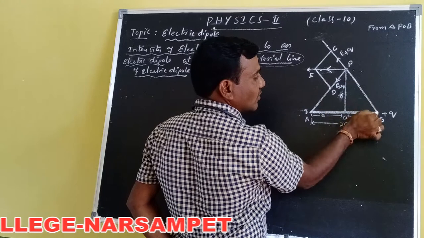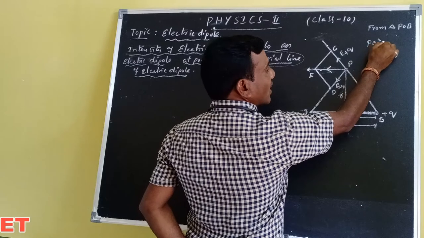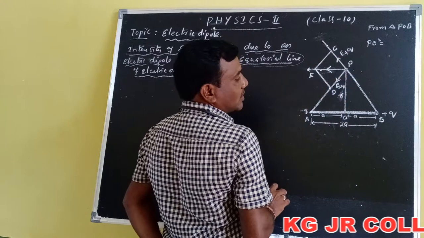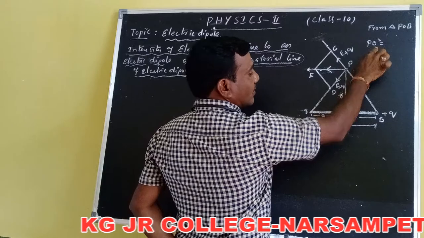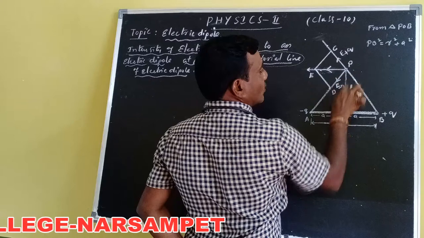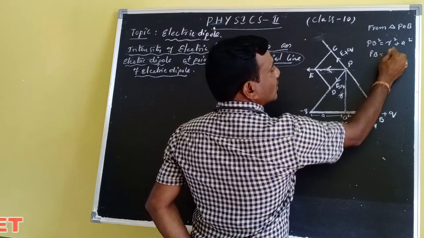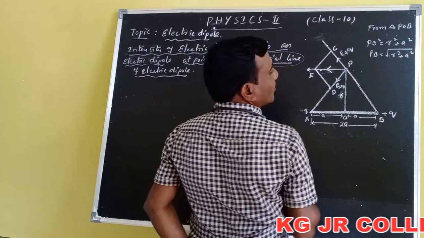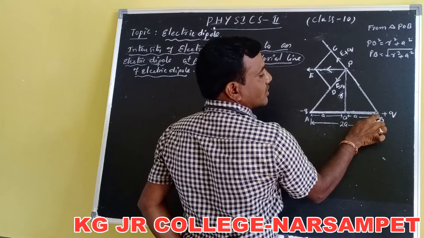Now PB is the length of this side. PB square is equal to, according to Pythagoras theorem, since it is a right angle, PB square equals OP square plus OB square, that is r square plus a square. Now PB is equal to the square root of r square plus a square. It is the distance between point P and plus q.